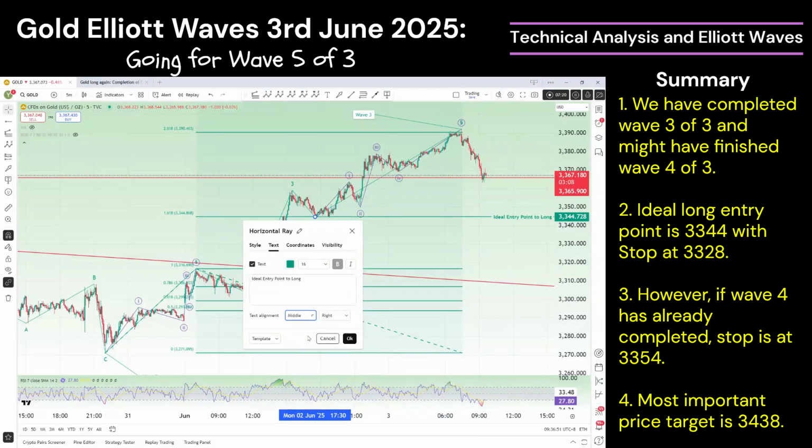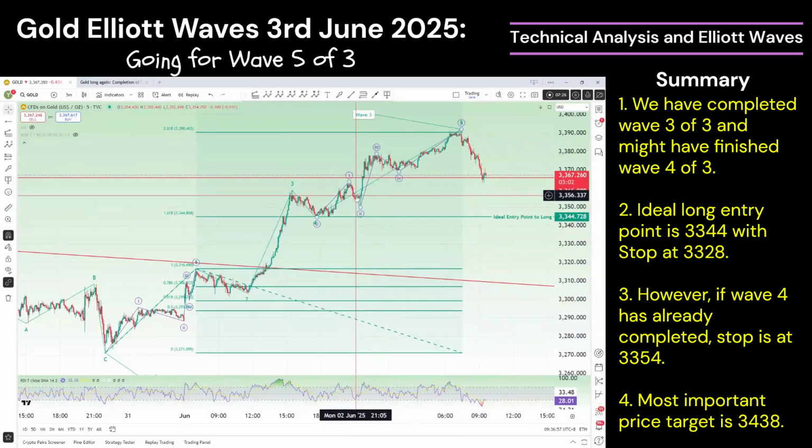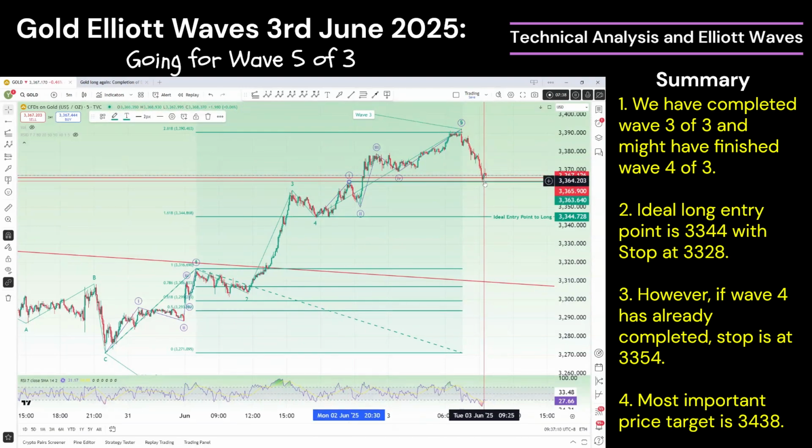And alignment is split in the middle. Okay, so 3344 is the ideal entry point, right? But if you want to long already, right? Over here you can see that we do have a support here. Okay, we do have a support somewhere here, right? Which actually was rebounded here.